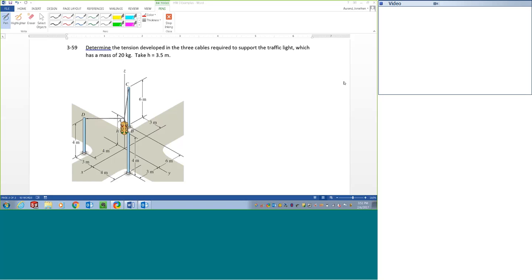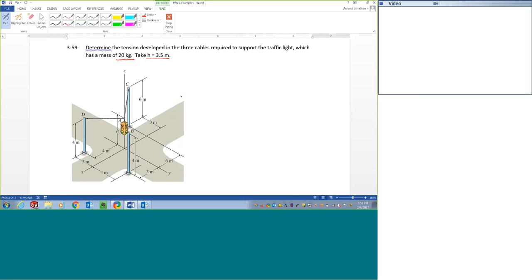Okay, the last question people submitted was 359. So we have a traffic light here, hanging in the middle of 3 posts. We have some dimensions, and 3 dimensions here. We're given the mass is 20 kilograms. We know the height, the center point there, A, is 2.5 meters. And then we need to find our tension. So this is very similar to that 294 question, just in 3 dimensions.